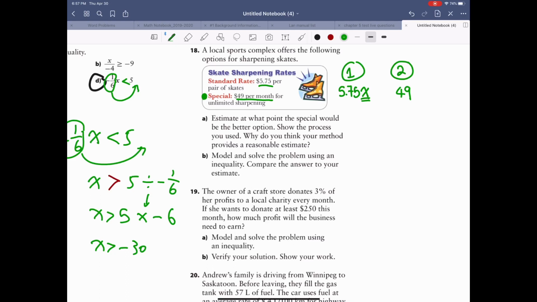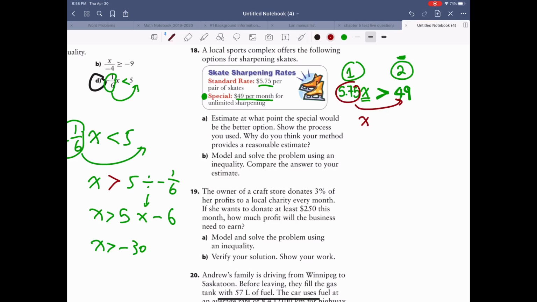Model and solve the problem using inequality. Okay, so they're asking us when will the special, which is option 2, be a better choice. A better choice means you want the best offer, which is less money. So when they're asking us, when will this be a smaller money amount than this? Okay, so basically they're asking you this. When will 49 be a smaller money amount than the standard rate? Okay, so yeah, just solve it.